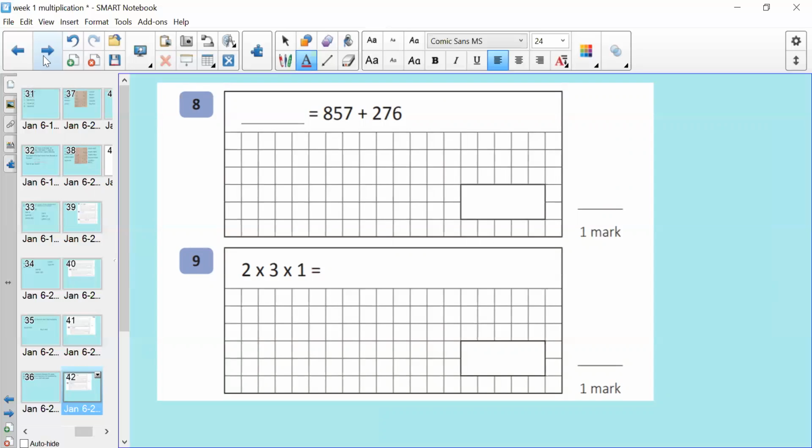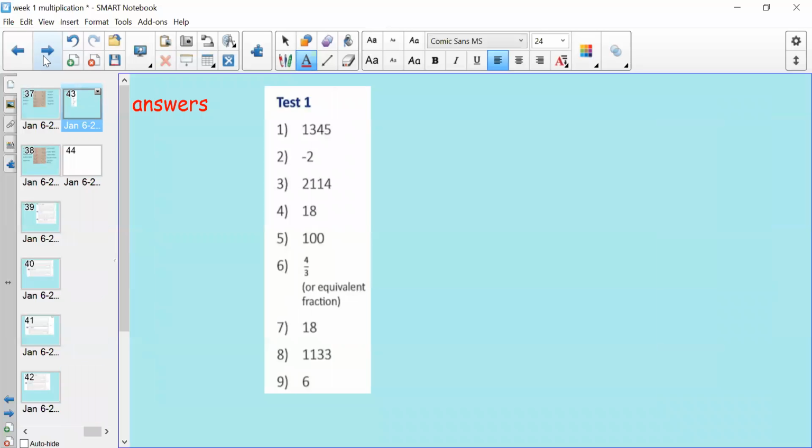Okay, perfect. Well done. So the last one is the answers. So go through those. And just remember, number 2 was a negative number, which we did last term. We did negative numbers. So if you had forgotten that we did negative numbers, that was why it was negative 2.